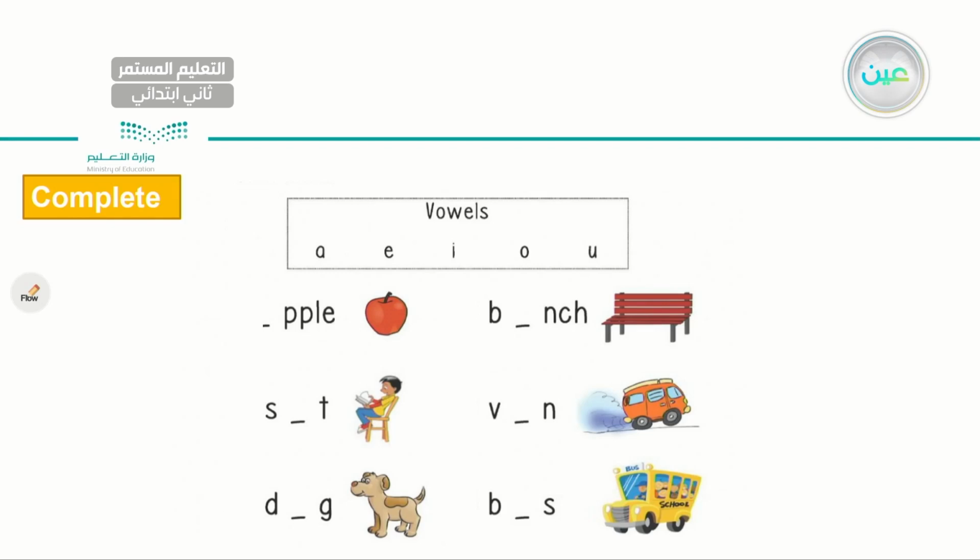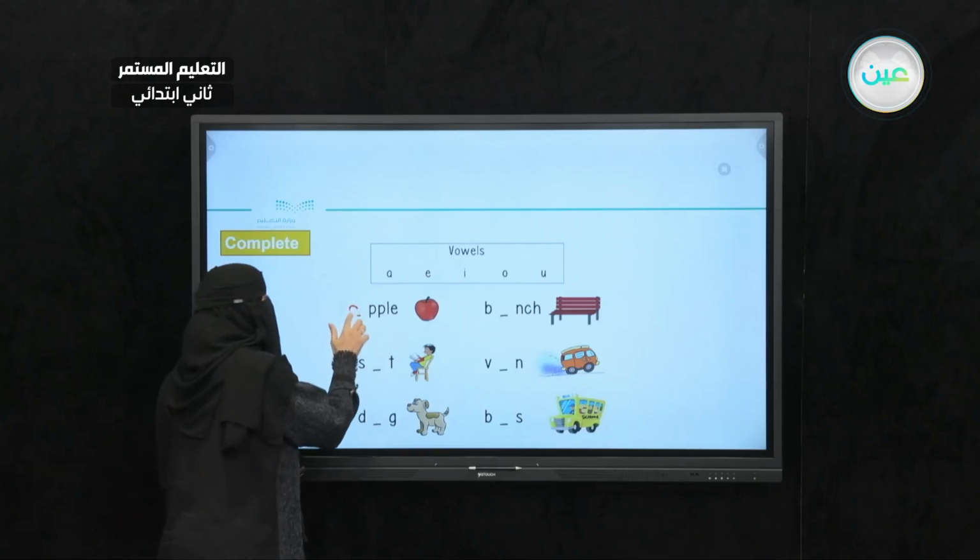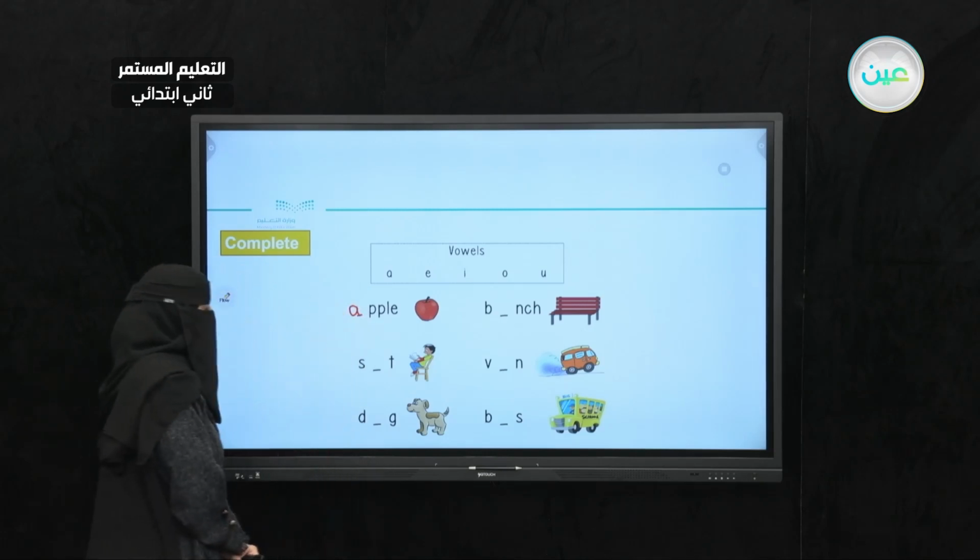Now, try to complete with the correct vowel. Okay? So I have A, E, I, O, and U. Starting with the first one. What do you think, my dear student? I have a picture for you. The word is apple. So which vowel are you going to pick? Are you going to pick A, E, I, O, or U? Very good. I have apple, and A. Very good.